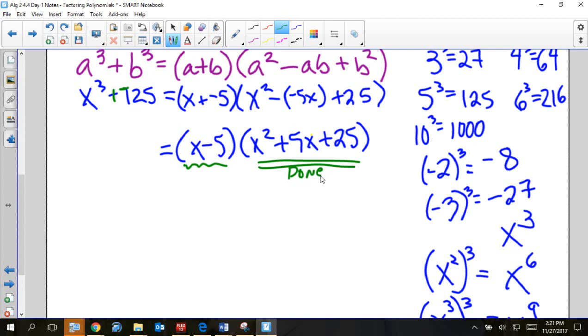So just look at the binomial. Can we factor x minus 5 further? Nope, then we're done. That's the factor. Let's do another example. All this is memorizing a formula. That's all it is, promise.